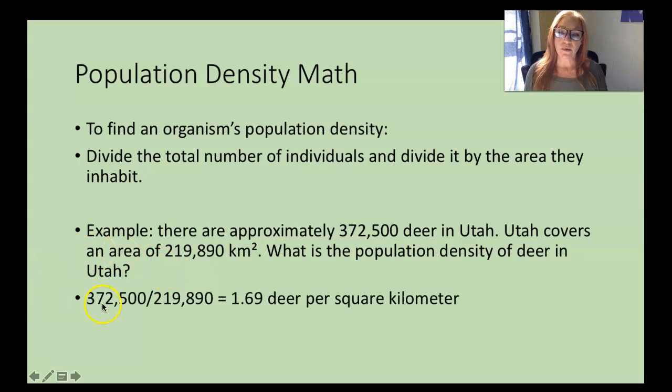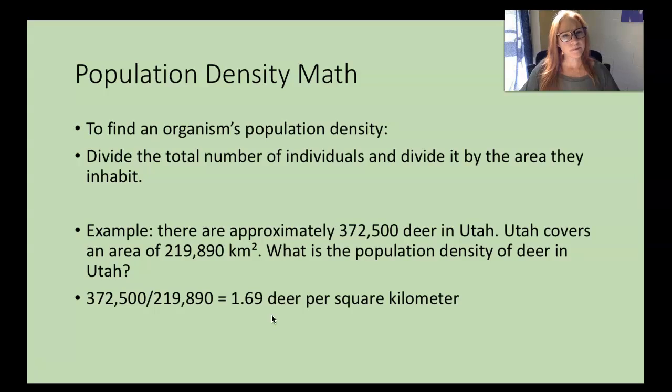To figure that, we're going to take the population of deer, 372,500, divided by the square kilometers of Utah, 219,890 square kilometers. Okay, number of individuals divided by total area we're looking at, and we should get 1.69 deer per square kilometer in Utah. That doesn't sound bad, right?